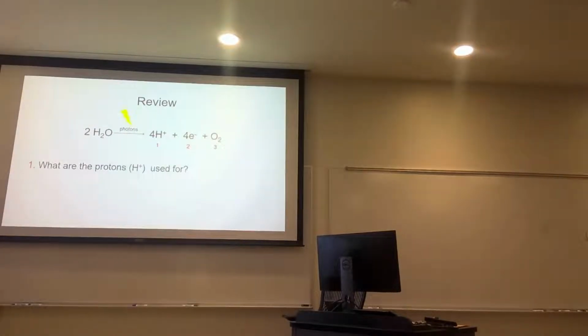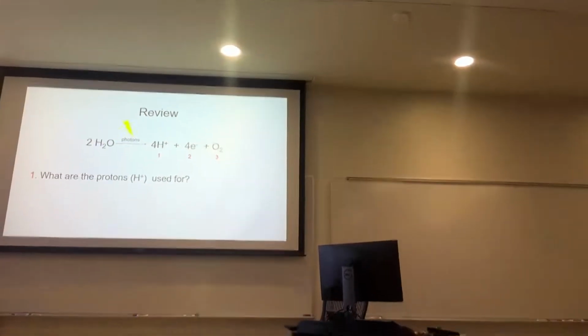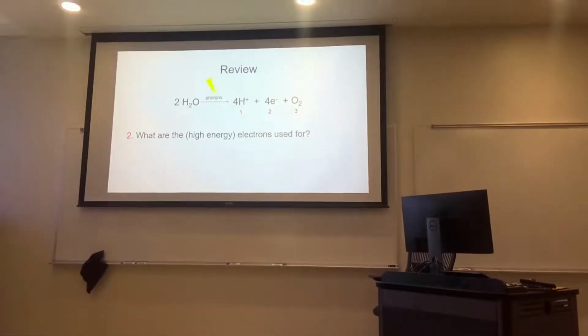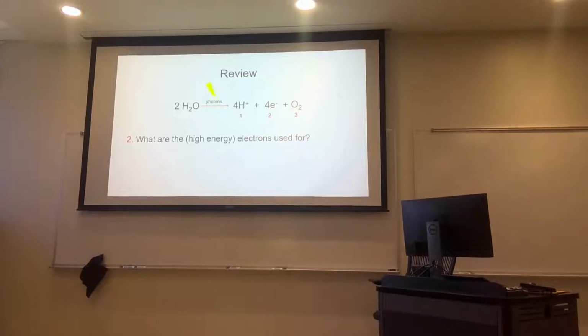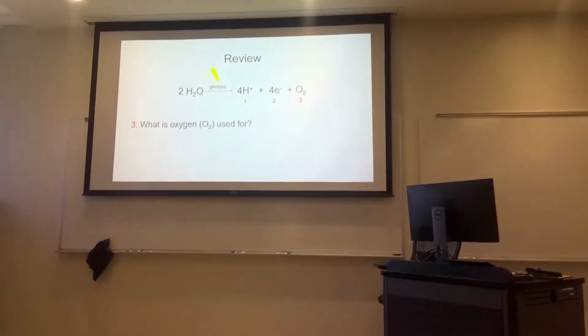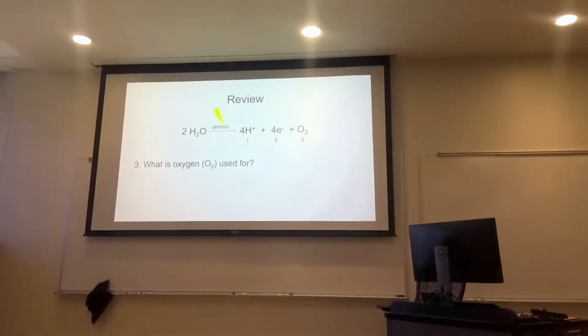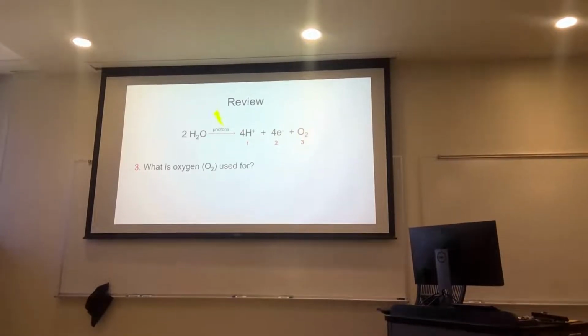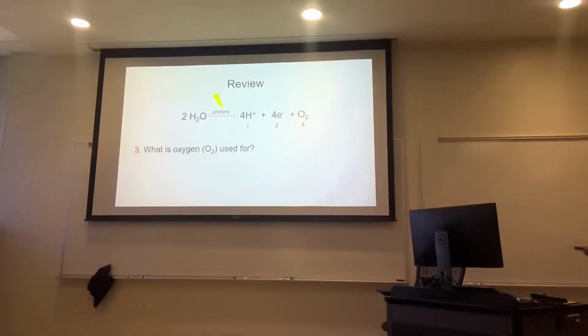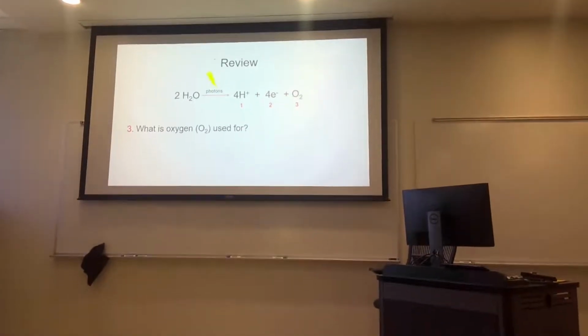So what are protons used for? An electrochemical gradient, we're going to see later on. The high energy electrons power photosynthesis. That's what's going to power it. And then oxygen, for this specific term, is not used for anything. It's a waste product of photosynthesis. Yes, we needed aerobic photosynthetic organisms, but in terms of the light reactions, it's doing nothing. It's a waste product.